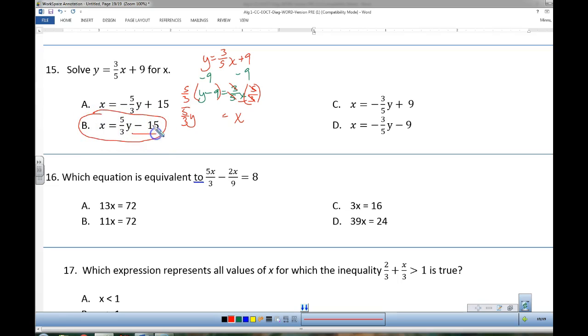How do we get negative 15? Well, minus 9 times 5/3. Do a little cross canceling. This makes that a 3. Negative 3 times 5 is negative 15. So I do have 5/3 y minus 15 equals x. So the answer is B.